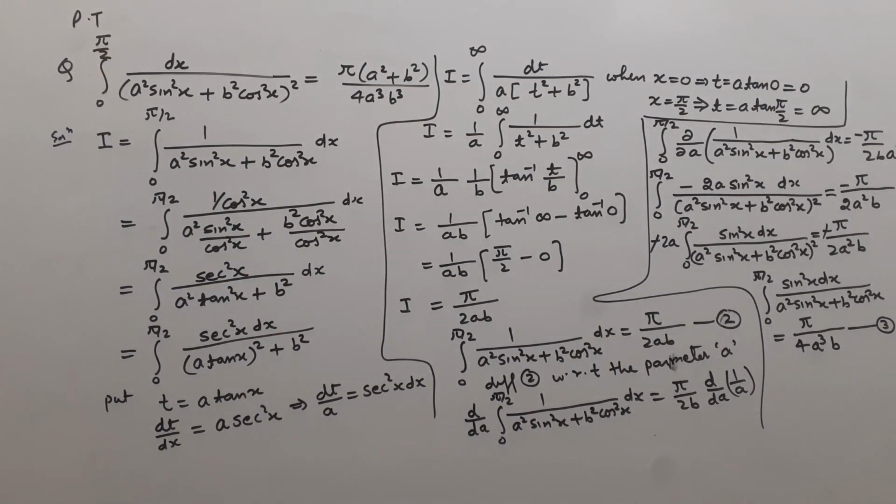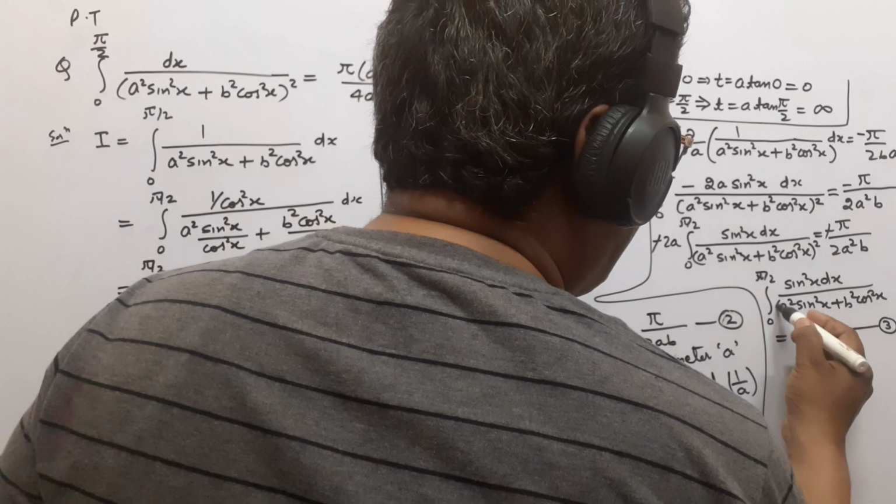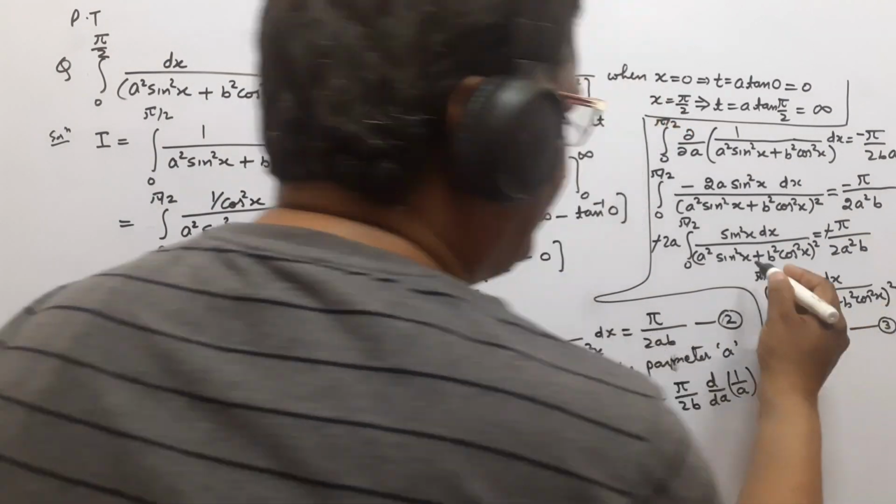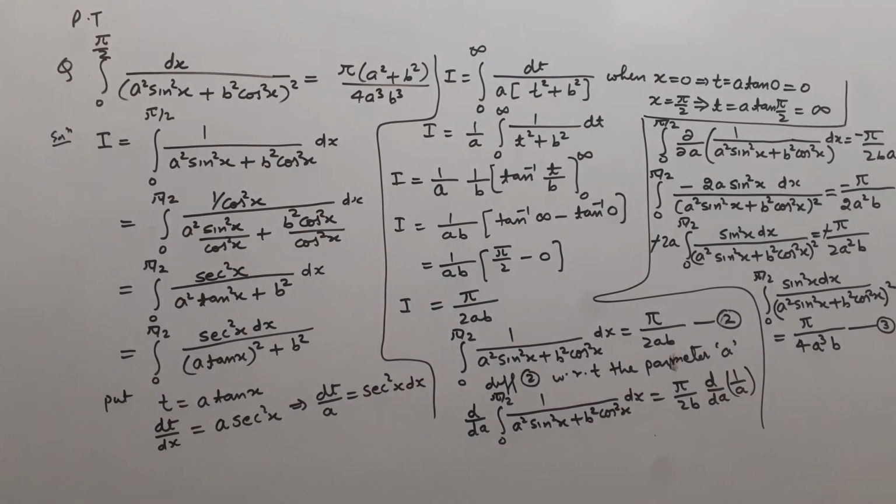So here we can see that the integral of sin square x dx upon a square sin square x plus b square cos square x whole square between the limits 0 to pi by 2 is pi upon 4a cube b.